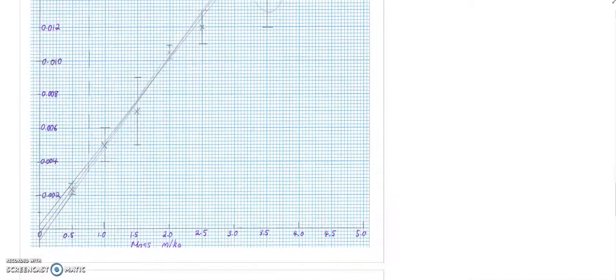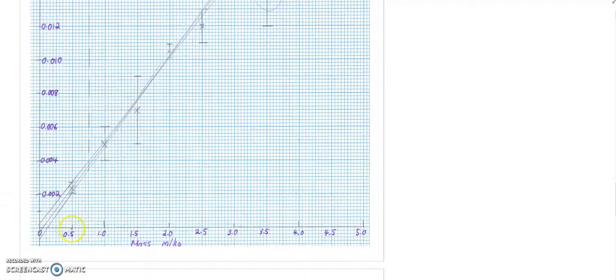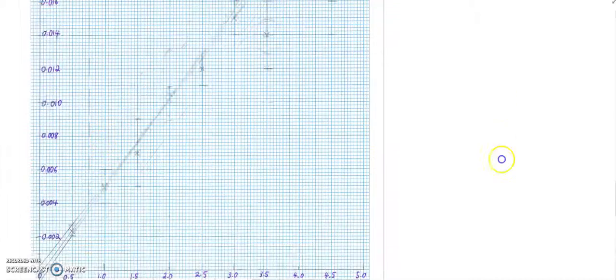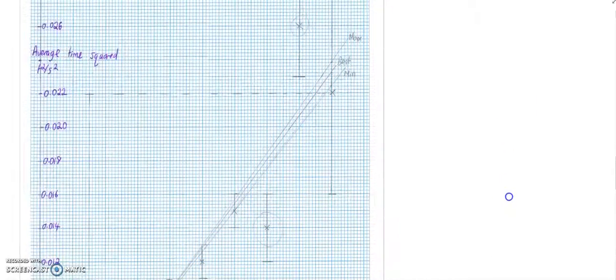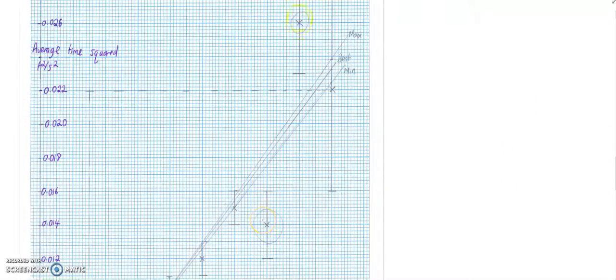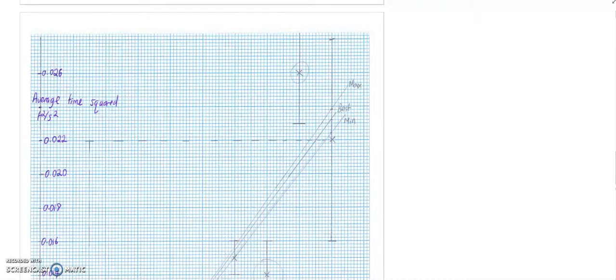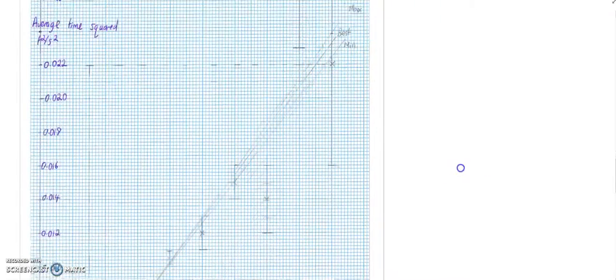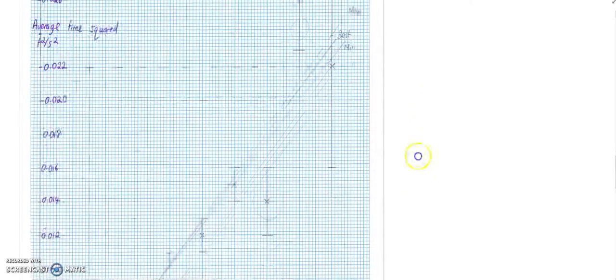Here are the data points for time squared with their error bars. You'll note that I haven't plotted the error bars in the horizontal direction, because in this particular case they were just far too small to be seen. But they are plenty big enough to be seen in the y direction, so I plotted them. I have two anomalies here, values that lie well off the best fit line, so I've circled them and ignored them. This is one of the reasons we take lots of data points.